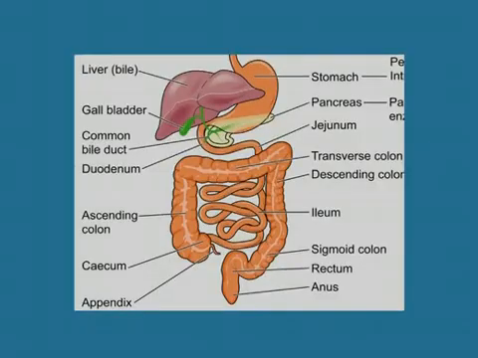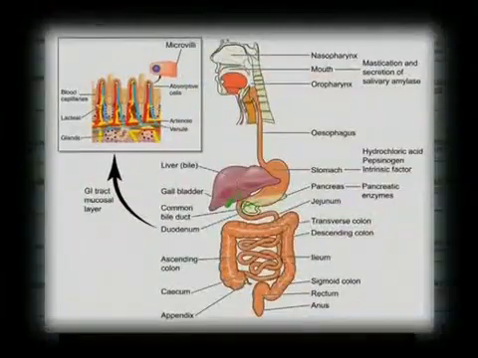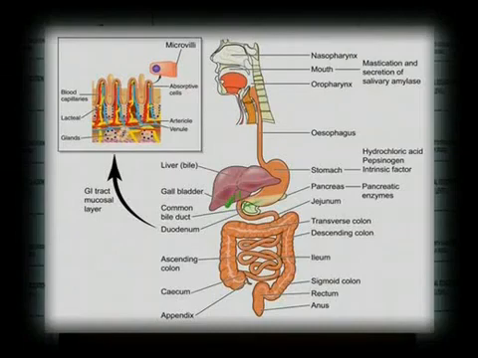Now let us see the organs of the digestive system. What comprises our digestive system? What are the parts of our digestive system? Before we discuss different parts of the digestive system, let us see the general build of our digestive system. Digestive system is basically a simple muscular tube that extends from mouth to the anus. A simple muscular tube. There are also certain accessory organs that are associated with it.